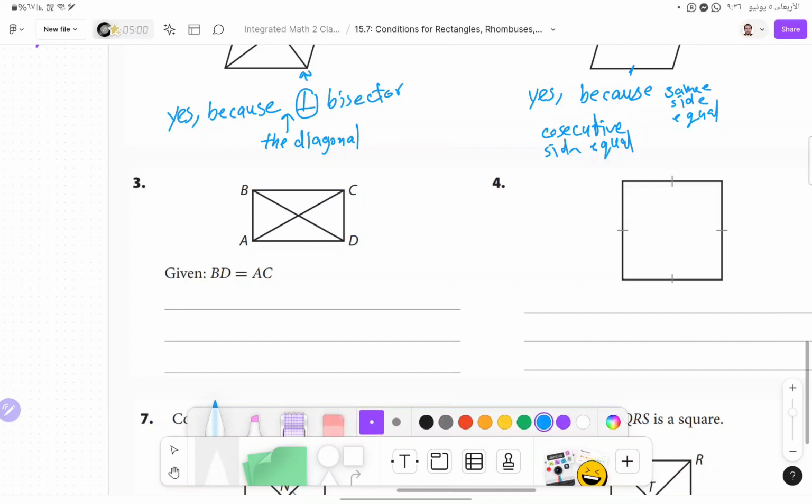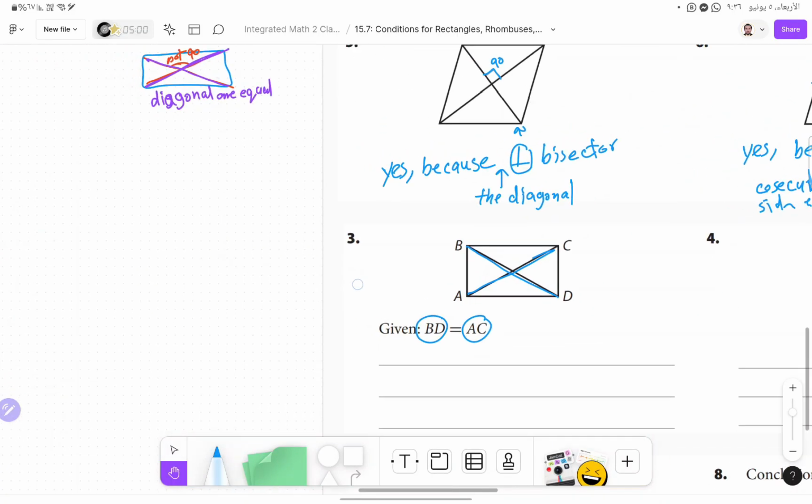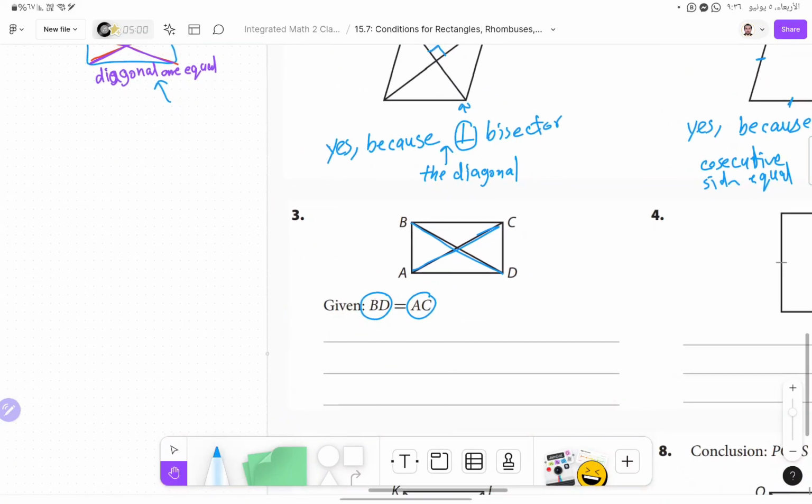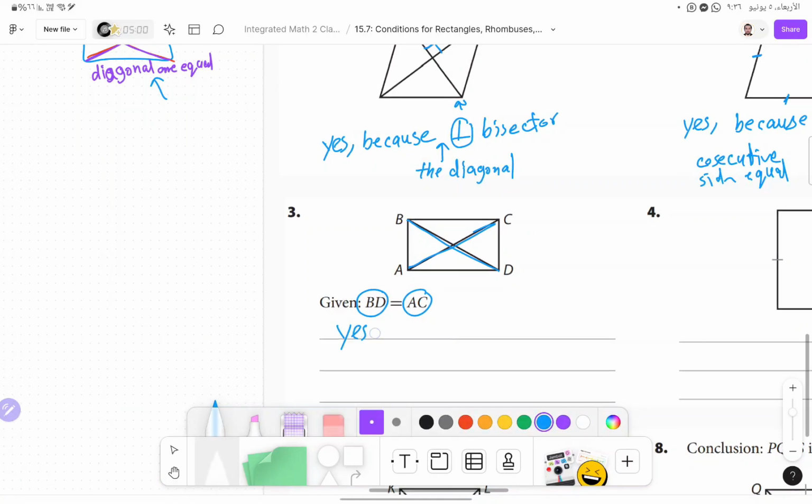Let's check this one. If ABCD is a rectangle, and it gave me that BD is equal to AC, is this one a rectangle? What I told you about the diagonals, if they are equal, yes, this one could be a rectangle. So yes, it is a rectangle because the diagonals are equal.